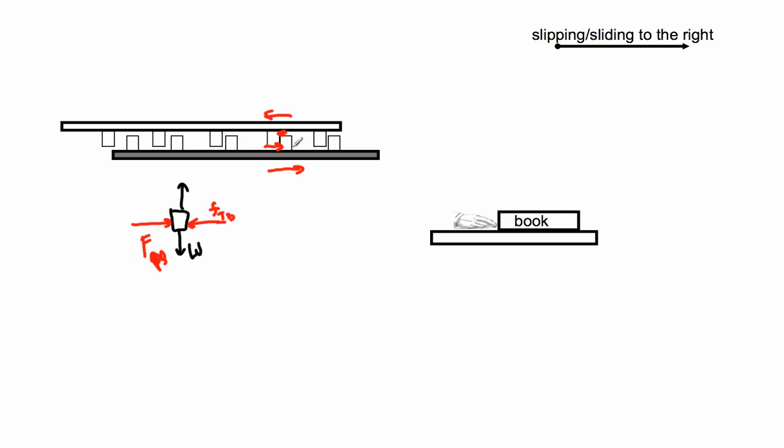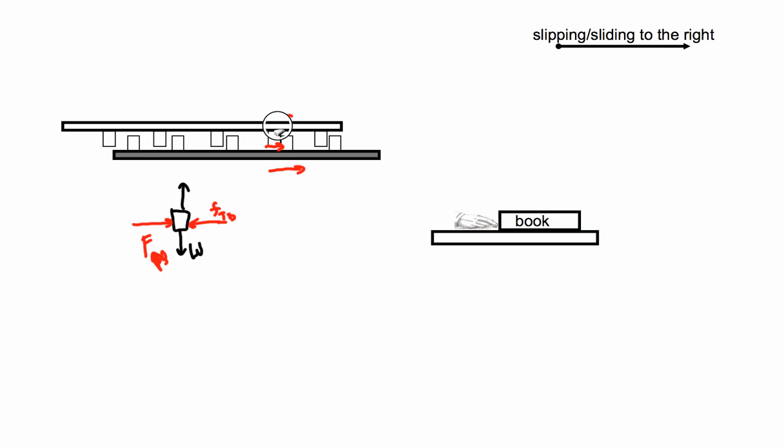Now, as long as those bumps don't slide against each other, we can push harder and harder, and friction will push back harder and harder. And we saw that in the last part of the video, where the greater this got, the greater this got, but only up to a point. Now, what happens at that point?